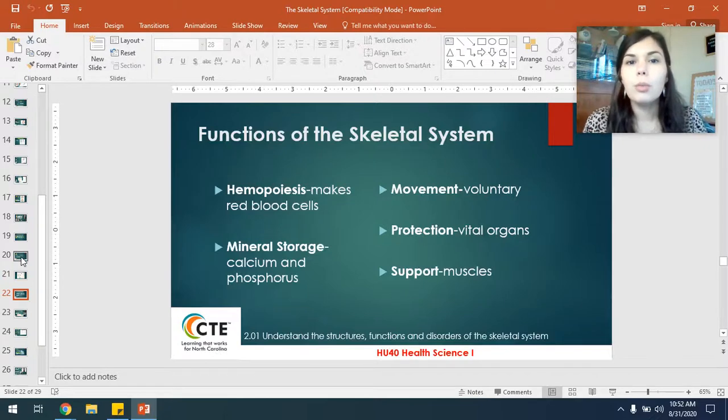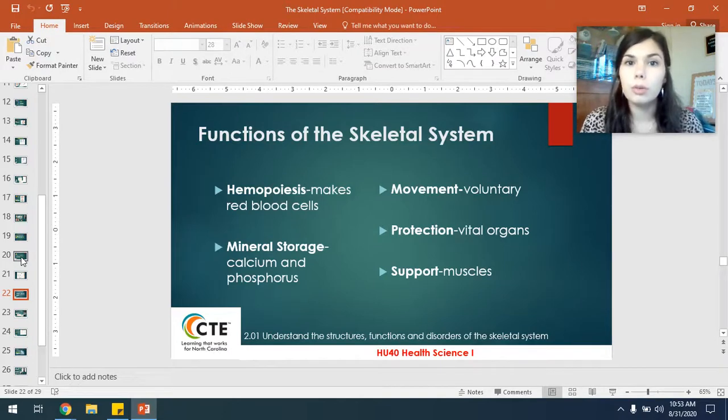So we already know that one of the main functions of the skeletal system is for protection and for movement, but there are a few other functions of the skeletal system which we had not talked about. The first one is something called hemopoiesis. And hemopoiesis is the process of making red blood cells. Your bones are actually responsible for the production of those red blood cells or erythrocytes.